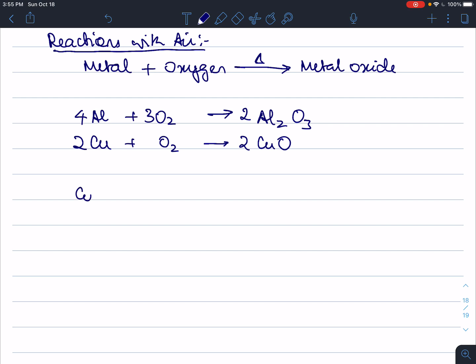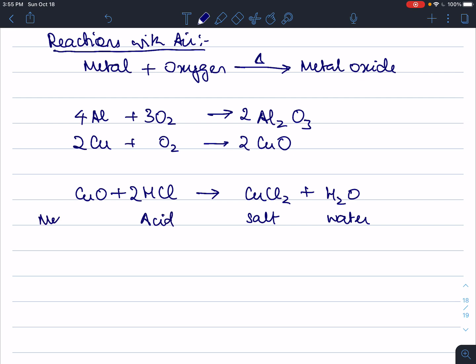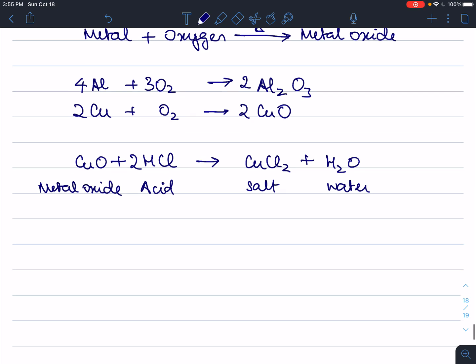So let's take copper oxide. CuO plus HCl gives CuCl2 plus H2O. Alright? Now CuCl2 is a salt, we have water, we have an acid, and we have a metal oxide. So is this true for all metal oxides? In general, yes. But there are certain metal oxides like aluminium and zinc oxides which can react with both acids and bases. How does that work? Let's see. Al2O3, aluminium oxide plus HCl gives AlCl3 plus H2O.